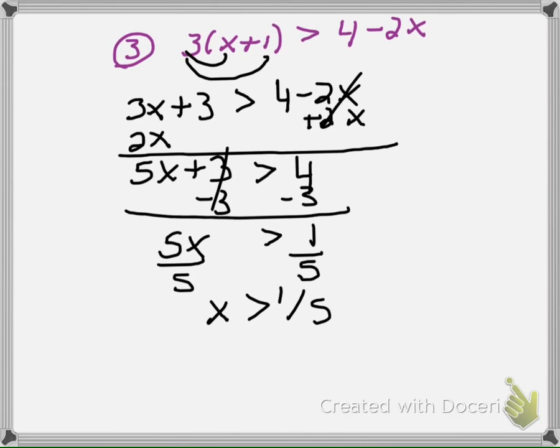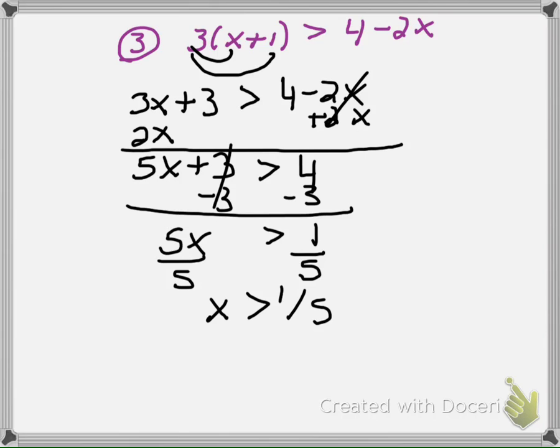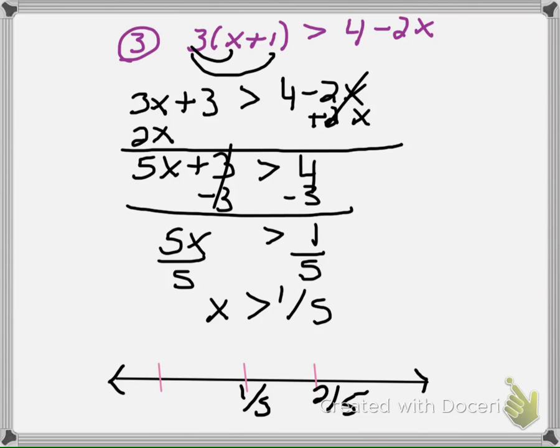I'm going to shrink everything so I can put my number line on here. Okay, so I have to have 1/5 here. We'll go to 2/5 here. And we'll go to 0/5 or 0 here. Okay, this reads x is greater than 1/5. It doesn't have an equal to sign under it, so I'm not shading in the 1/5.